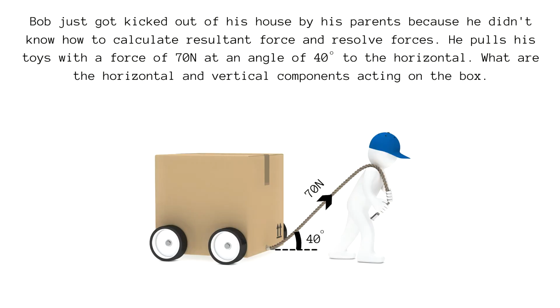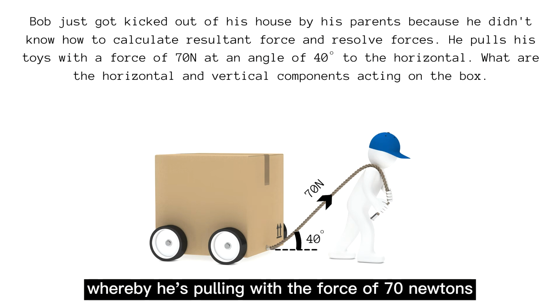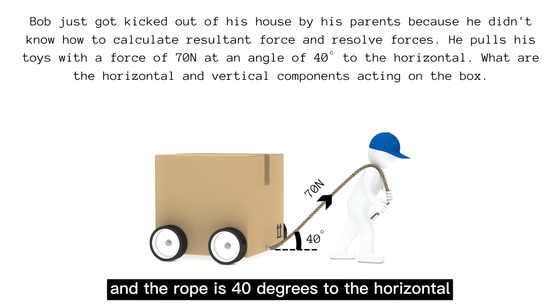Bob just got kicked out of his house by his parents because he didn't know how to calculate resultant force and resolve forces. He pulls his toys with a force of 17 newtons at an angle of 40 degrees to the horizontal. What are the horizontal and vertical components acting on the box? So we can see the diagram here has been drawn for you, whereby he's pulling with a force of 17 newtons and the rope is 40 degrees to the horizontal.